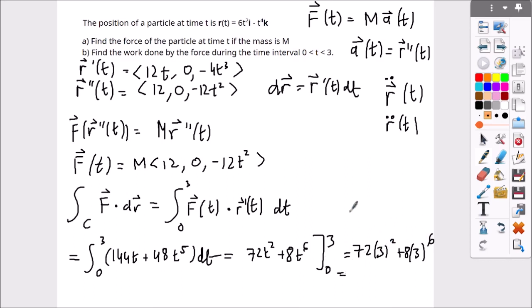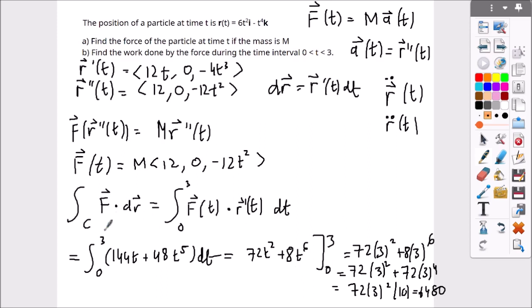I'm going to simplify this in a smart way. 72 times 3 squared plus 72 times 3 to the 4th, which is equal to 72 times 3 squared times 10. 72 times 9 is 648, so 6,480. And that's the line integral. That's a very, very big number. But sometimes force fields are like that. They give you big numbers.